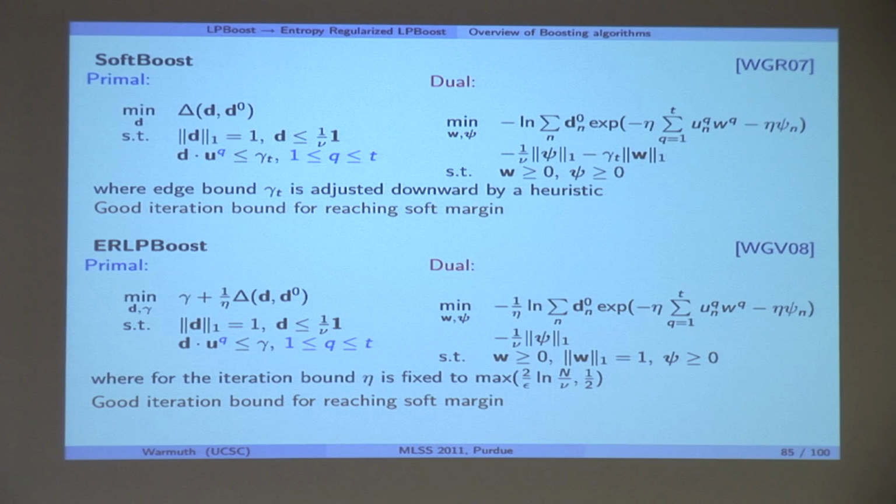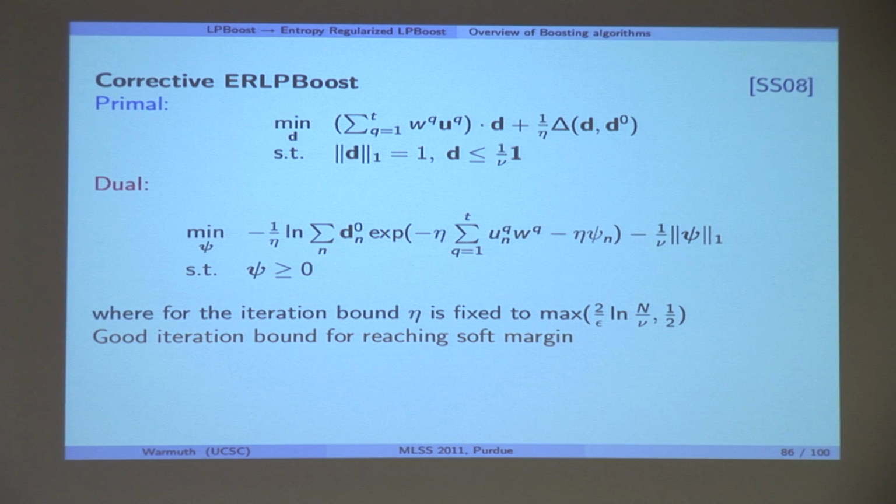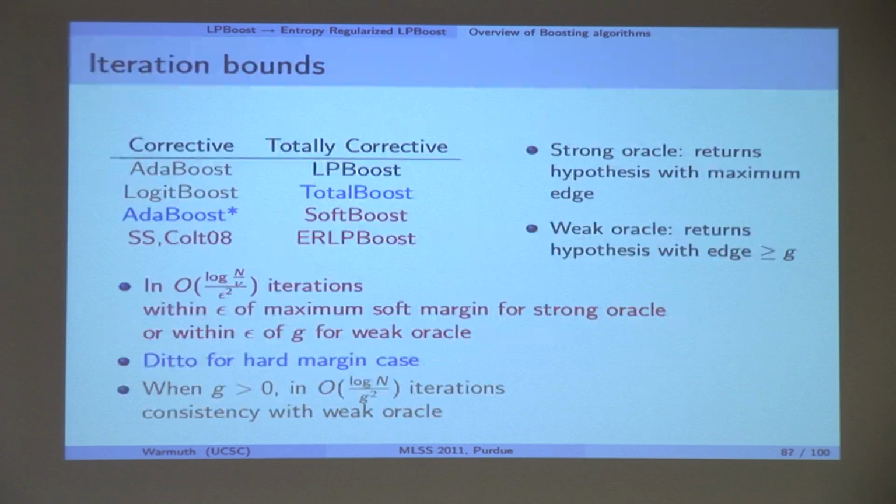OK, good. You see the duals. Hopefully, we got them all right. OK. So there's also a corrective version of ERLP boost, which trades off a relative entropy, and then there's sort of a past combined weak edge. It's by Singer and guys and students. So the picture is as this. You have AdaBoost, LogitBoost, AdaBoost star. These are corrective, and these are totally corrective.